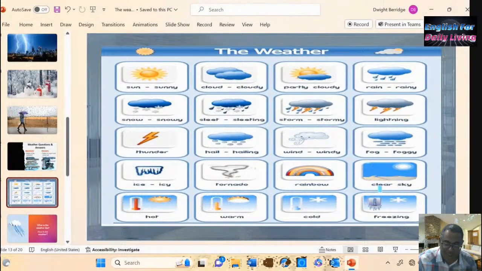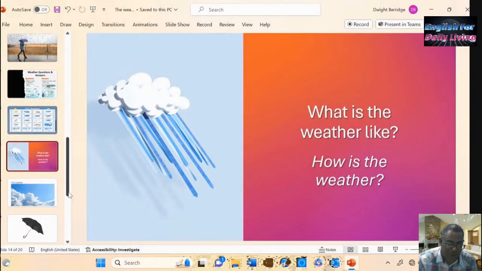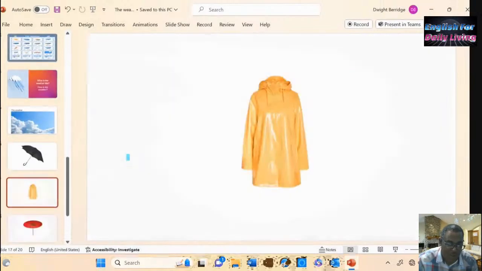Clear sky, hot, warm, cold, freezing. These are some words, some buzzwords associated with the weather. What is the weather like? How's the weather? Right now, in this photo, we see it's raining. All right? So, weather conditions.